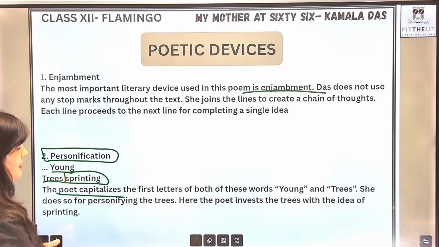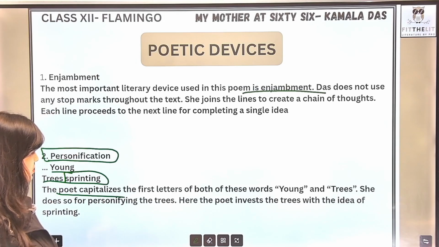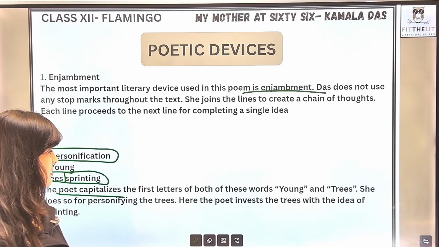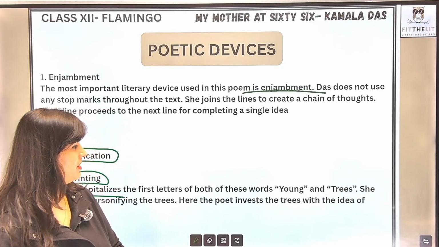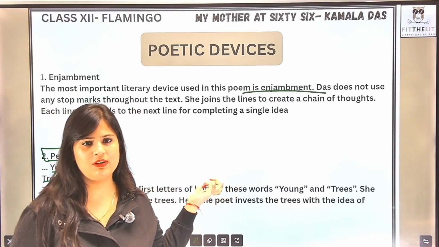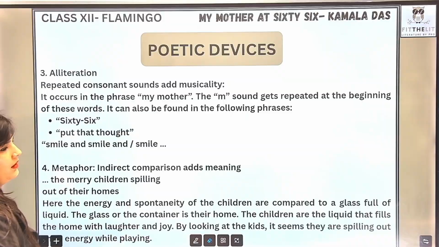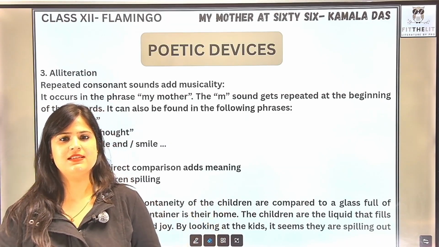The poet capitalizes the first letters of both these words, young and trees. She does so for personifying the trees. Here, the poet invests the trees with the idea of sprinting, with the idea of running. So, in this particular line, personification has been used. So, the next poetic device is alliteration.